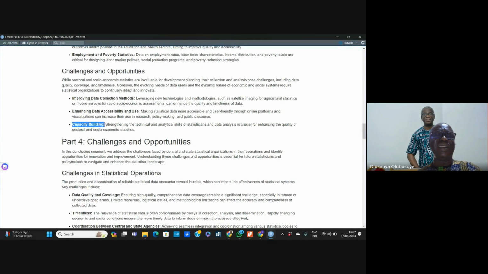The reality is that most of the people working in the statistical offices don't have the right technical and analytical skills to perform their work. They are not trained. In those days, UI used to collaborate with the defunct Federal Office of Statistics, and we used to run a professional diploma and postgraduate diploma in statistics as a way of building capacity, but that has stopped.